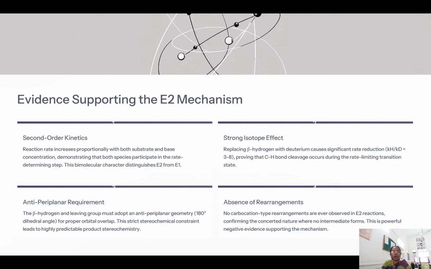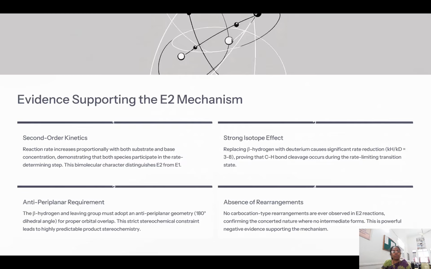And these are the evidences supporting the E2 mechanism. It is second order kinetics, because the rate of the reaction depends on the concentration of substrate as well as the concentration of the base. And a strong isotope effect. Replacing beta hydrogen with deuterium causes a significant rate reduction, that is kH/kD is equal to 3 to 8, proving that C-H bond cleavage occurs during the rate limiting transition state.